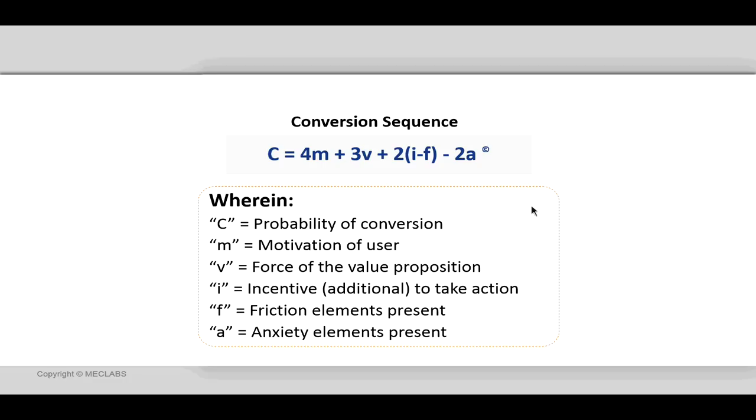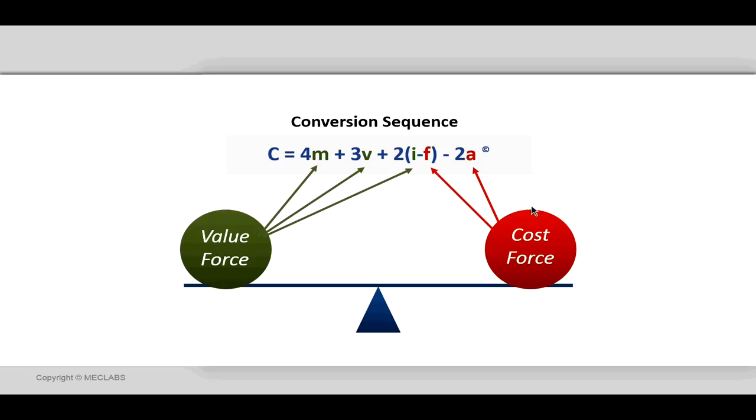There are incentives, which are appealing elements that we can introduce at the moment that a person is taking action that actually tips the value scale in our favor and moves more people to say yes. But there are also these inhibitors, things like friction and anxiety that either slow people down or stop them dead in their tracks. So packed into this formula are both value factors and cost factors. And what we're trying to do is consistently increase the value factors while we mitigate or reduce the cost factors at the same time.